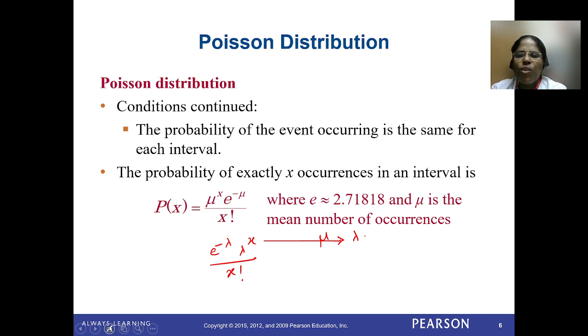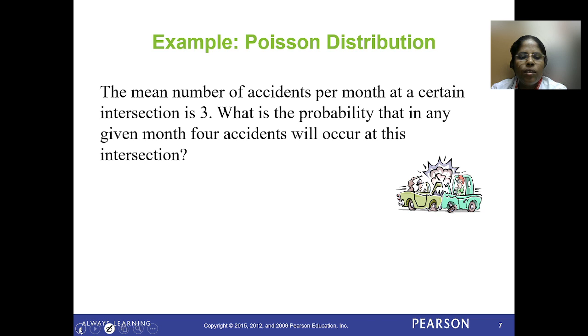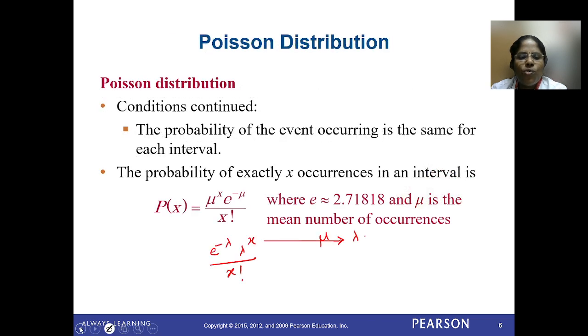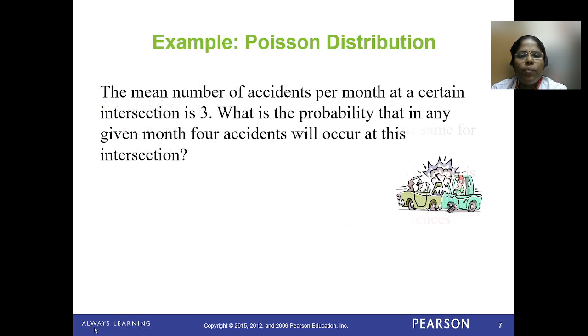Mu is the number of occurrences. Here you can get the value for e from the calculator itself as 2.71828. While doing the calculation to find the probability of an event, you can use a calculator to calculate this probability. The next thing, by using this formula, we are going to solve one example.